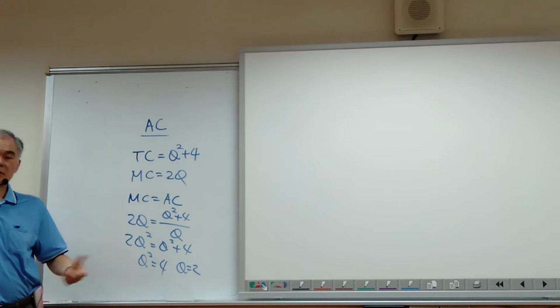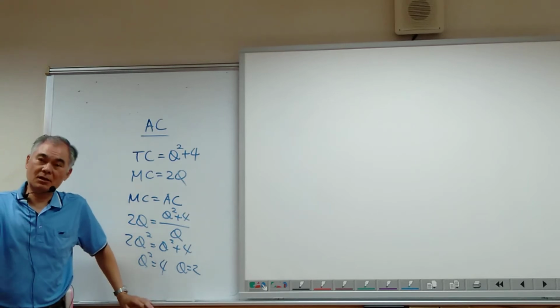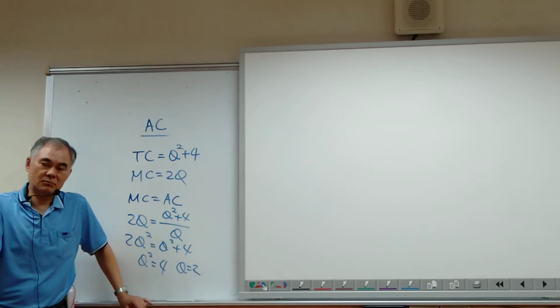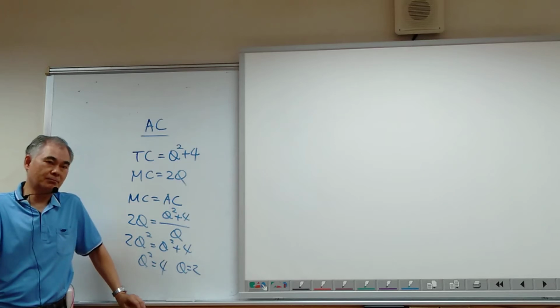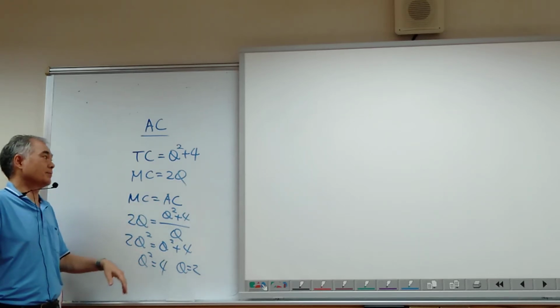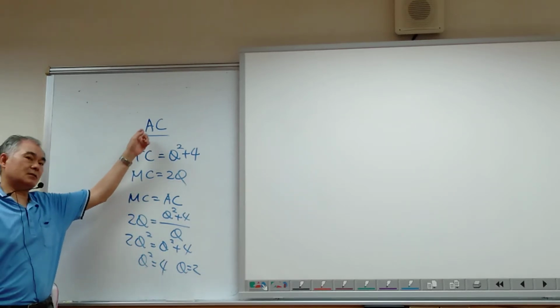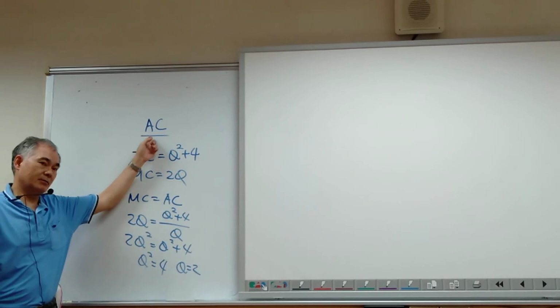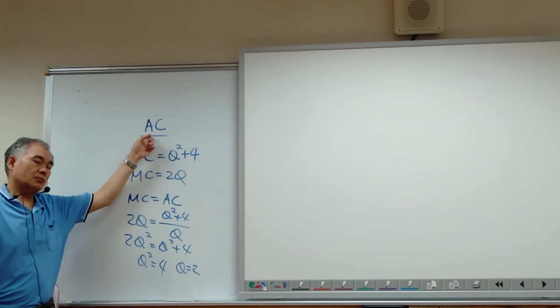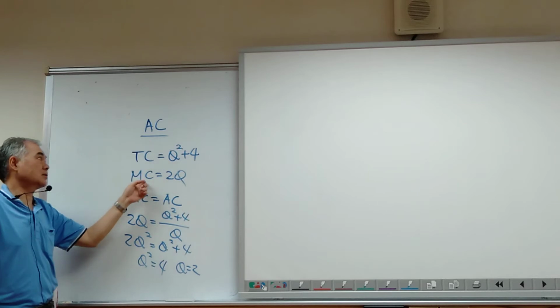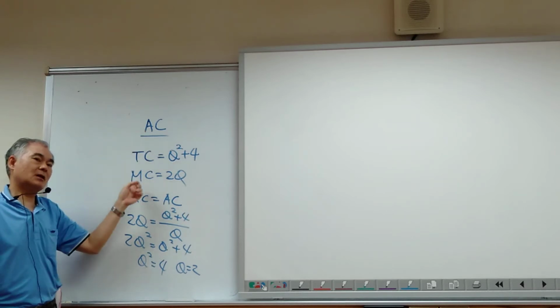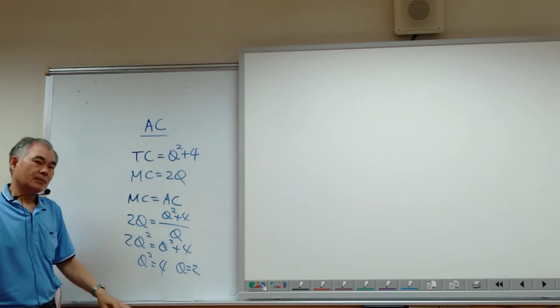It is something like this, but in your midterm, it won't be this easy. It will be a little more complicated, but the idea is the same. If you want to get the minimum of AC, it's easy to find out, because when MC is equal to AC, you get the minimum.